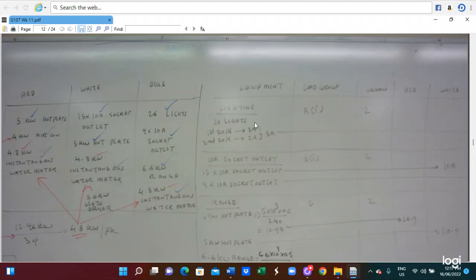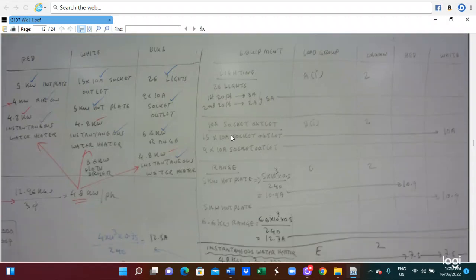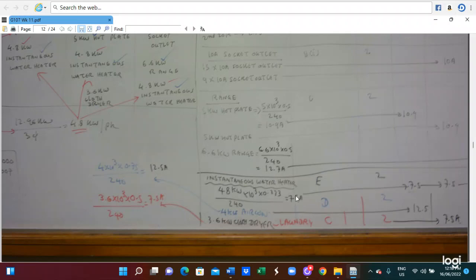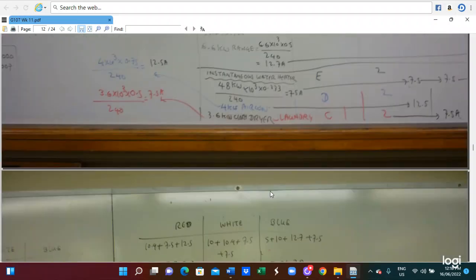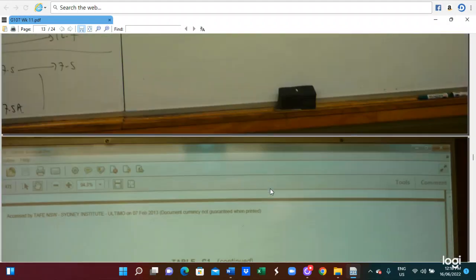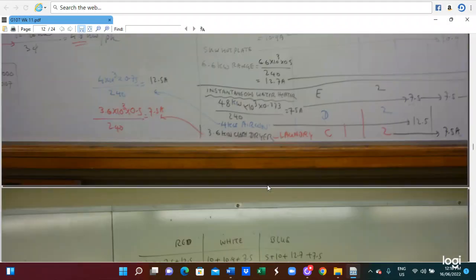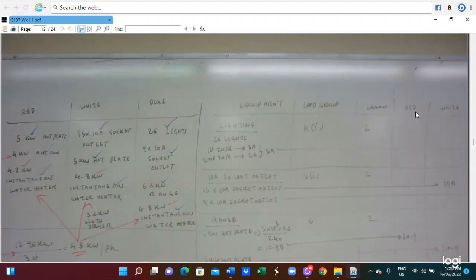Here is the lighting point. For lighting points we use load group A1. The first 20 points are 8 ampere. Additional 20 points are 2 ampere. So that will be 5 ampere. We put this 5 ampere into the load group. The 10 ampere socket outlet we also calculate, and also the range, the hot plate, and the instantaneous water heater we calculate. Using AS3000 table C2 we calculate, and we put those values in the respective red, white, and blue columns. So this is the way we fill the red, white, and blue columns.